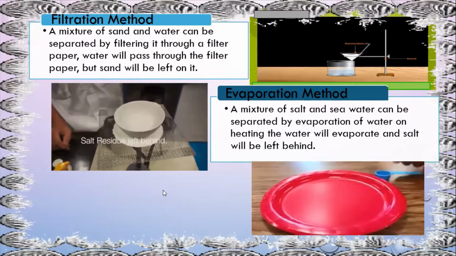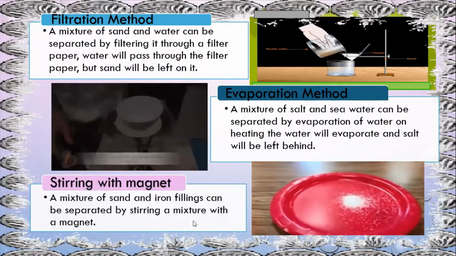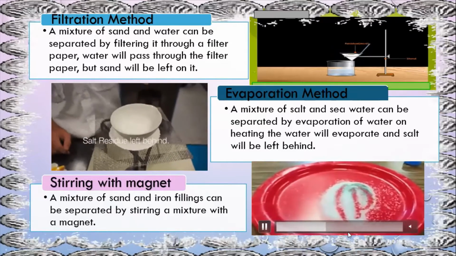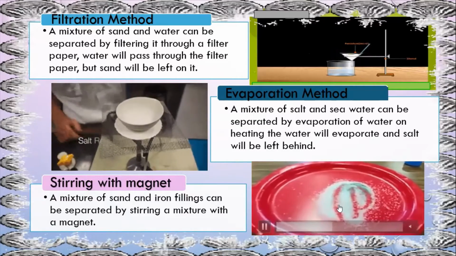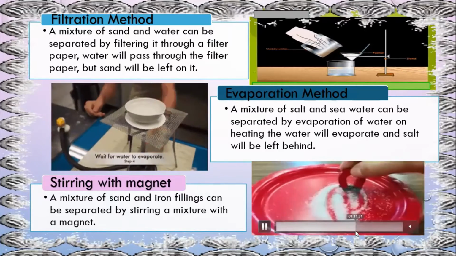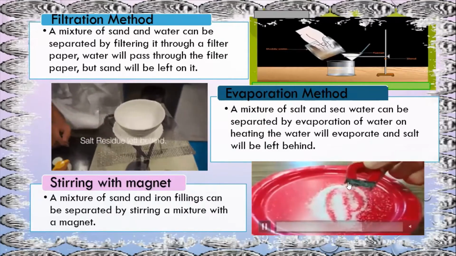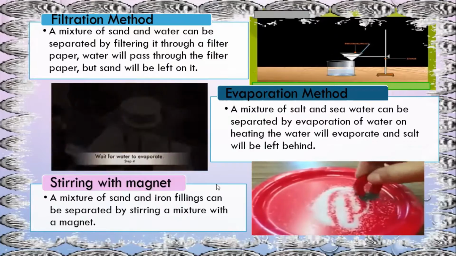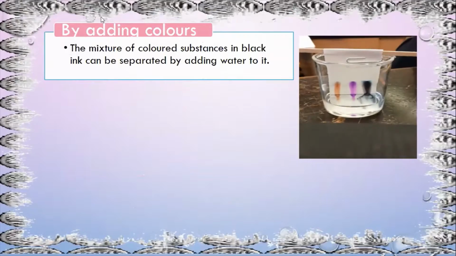Stirring with a magnet. A mixture of sand and iron filings can be separated by stirring the mixture with a magnet. As you can see, when we mix the sand and iron filings together, as iron filings are a magnetic material, when we stir the magnet over the mixture of sand and iron filings, you find that the iron filings stick to the magnet because it is a magnetic material. That way we can separate sand and iron filing mixtures.